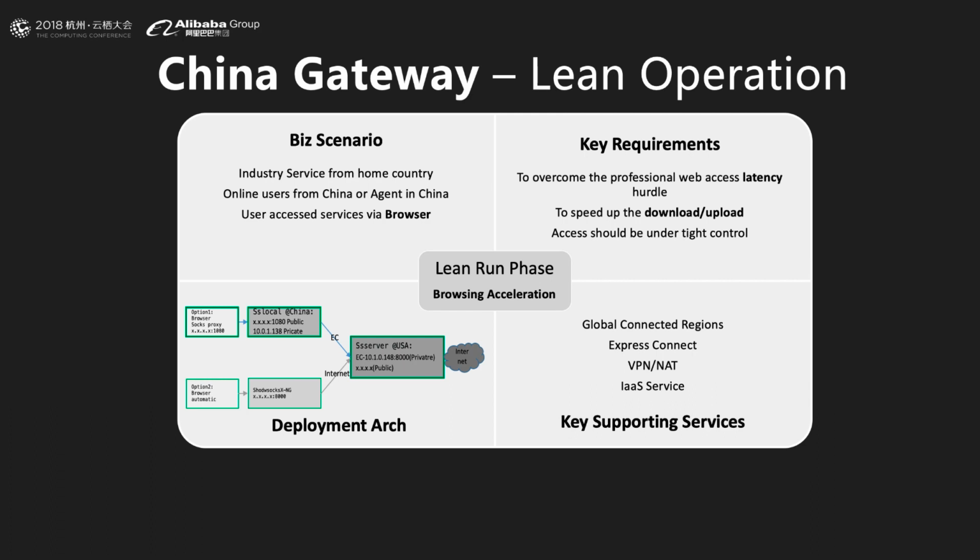So this is the second typical business scenario for the companies in the lean operation phase, that is providing industry service from the home country, having online users from China or agents in China, and users accessing services through the browser. So the key requirements for them are to overcome the web access latency, speed up the download or upload time, and tightly control the access. So the corresponding China Gateway solution is integrating the Express Connect, the VPN services, as well as the IaaS services.